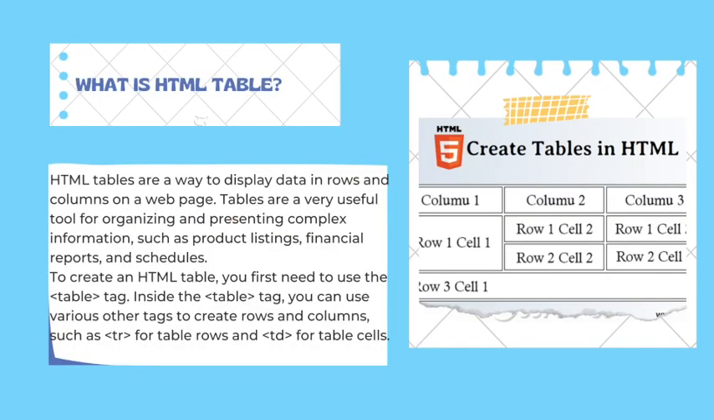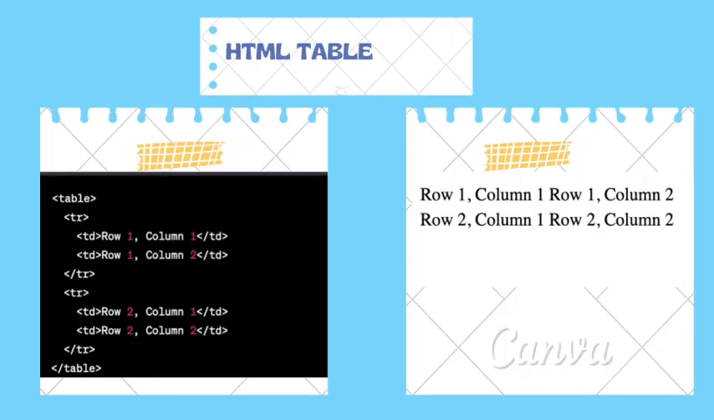What is an HTML table? HTML tables are a way to display data in rows and columns on a web page. Tables are a very useful tool for organizing and representing complex information such as product listings, financial reports, and schedules. To create an HTML table, you first need to use the table tag. Inside a table tag, you can use various other tags to create rows and columns, such as tr for table row and td for table cells.